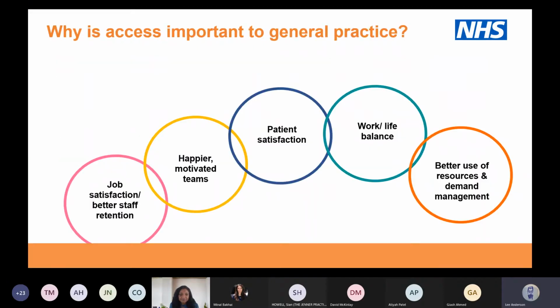Next slide, please. So I just added this slide because when creating the access guide, we're very conscious that we know what the national picture is, but what affects general practice is basically how does access feel to you and your patients. So with the guide, we aimed to improve job satisfaction, create happier, motivated teams, improve patient satisfaction, create a work-life balance, and make sure that you have better use of your resources and you're able to manage your demand. Next slide, please.